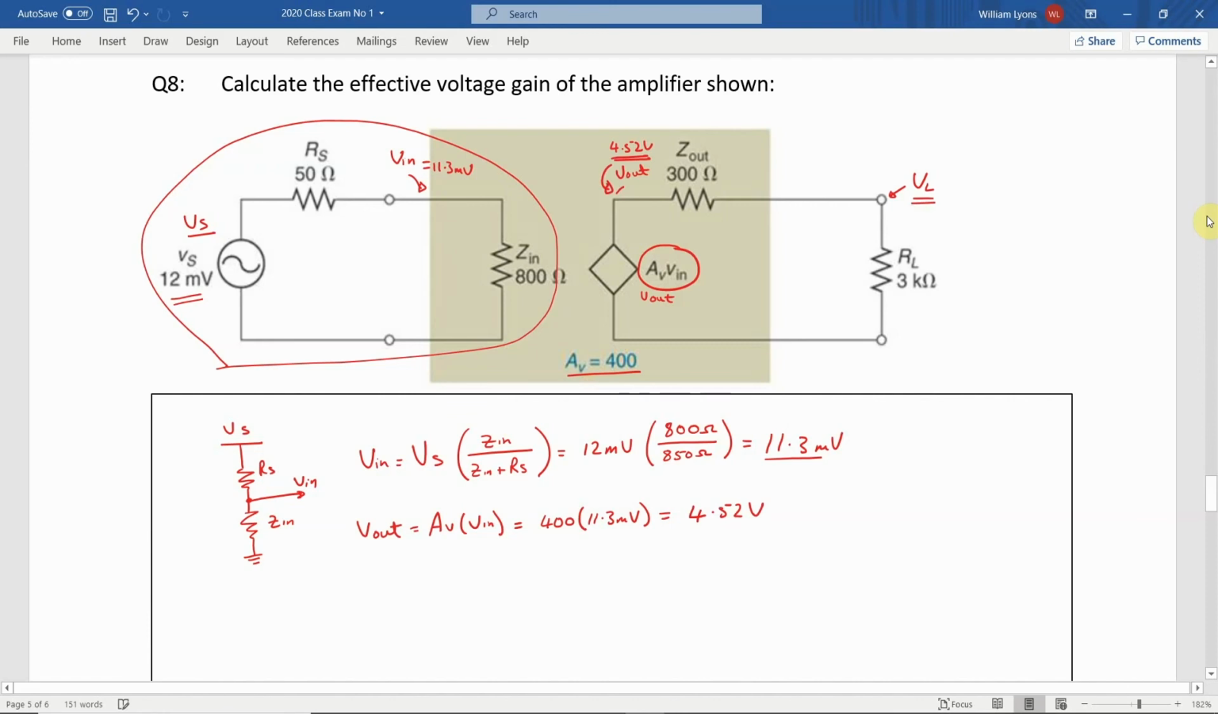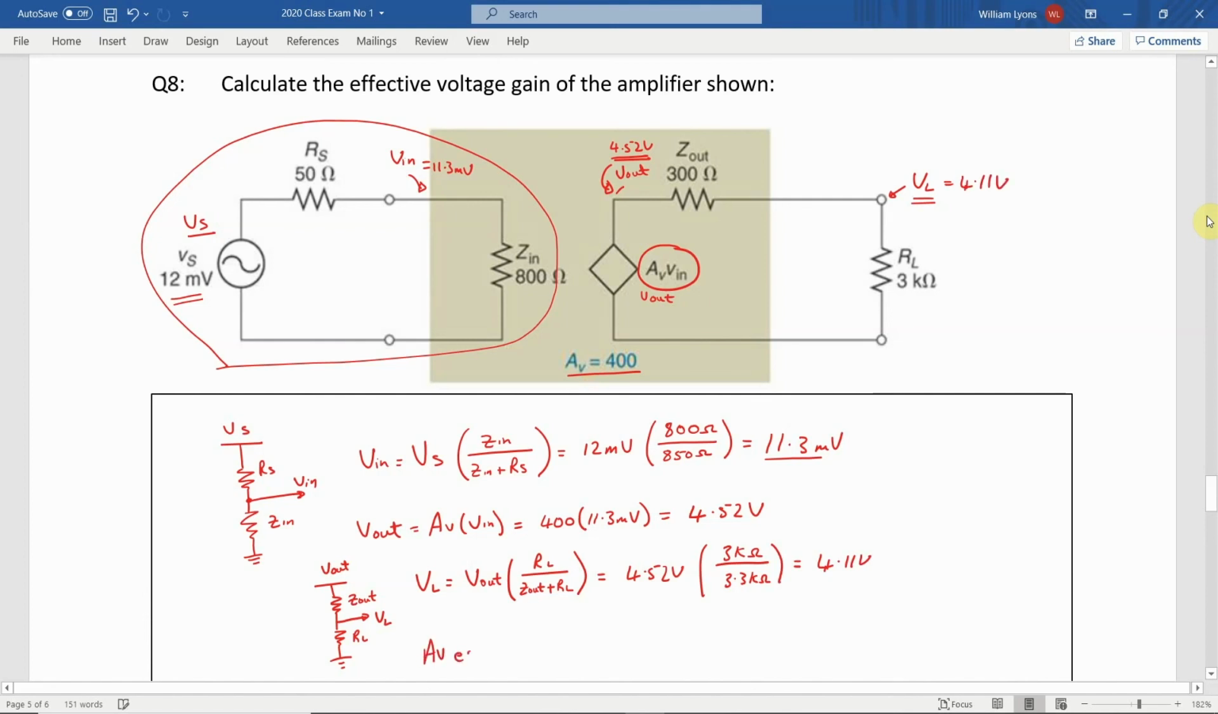Our next step is to calculate the voltage across the load, VL. So looking at the output portion of the diagram, what we have is V out, and we have two series resistances, the output impedance and the resistance RL, as drawn here. So again, using the voltage divider formula, it's possible to calculate VL using the formula V out times RL divided by Z out plus RL. And plugging in the values, we get 4.11 volts.